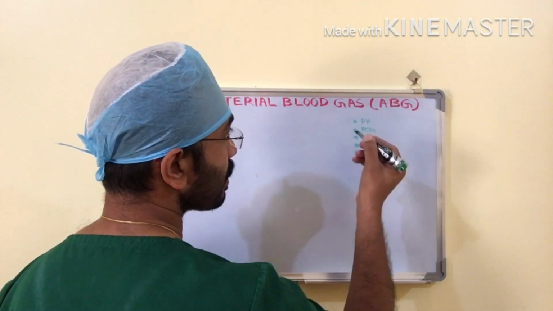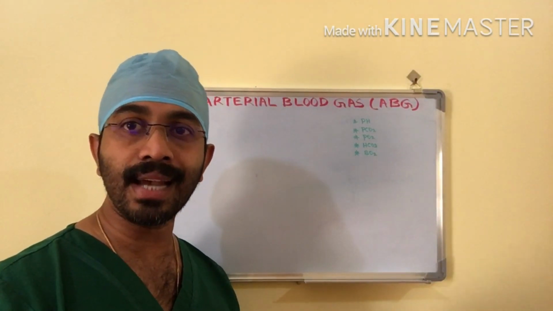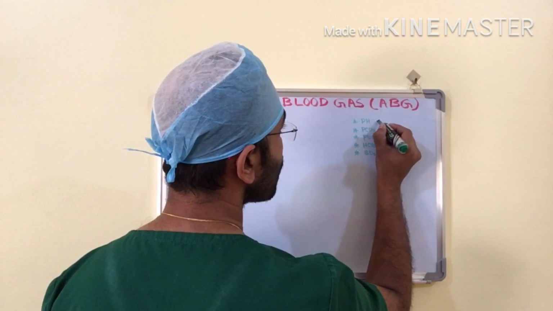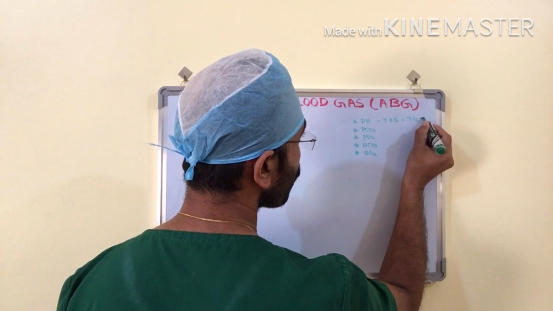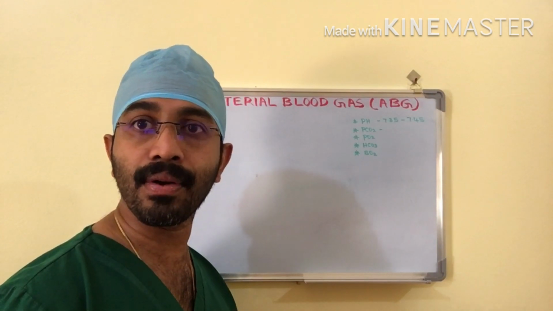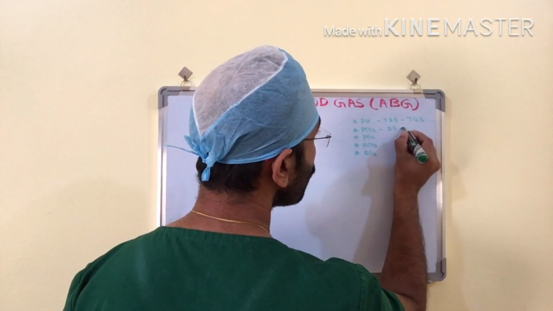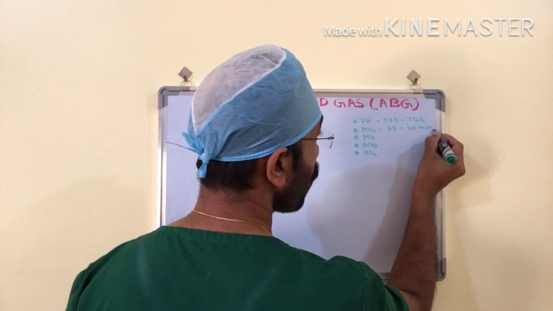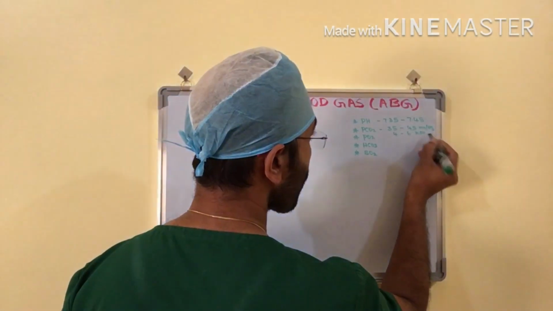So the pH is the element which detects whether the blood is acidic or alkaline or base. So the normal value of pH is 7.35 to 7.45, and another one is PCO2, that is the driving pressure of carbon dioxide in our blood. The normal value is 35 to 45 mm of Hg or 4 to 6 kilopascal.